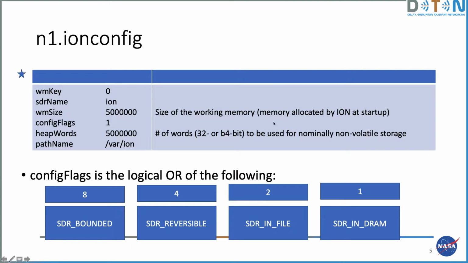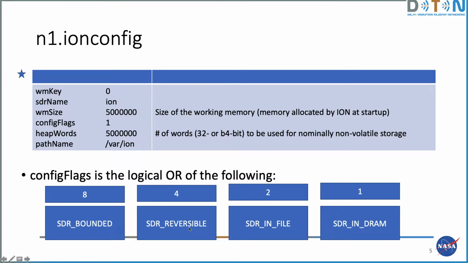The config flags line here talks about configuration of the SDR, and that really has to do with these items down here. So the config flags is just a logical OR of these 4 flags: SDR in memory, SDR in file, SDR reversible, SDR bounded. SDR in memory means that the SDR is kept in memory. SDR in file means it is kept in a file. If you set both of those, it will keep it in both memory and a file, so it'll do the writes and then write through to a file so that it's persistent.